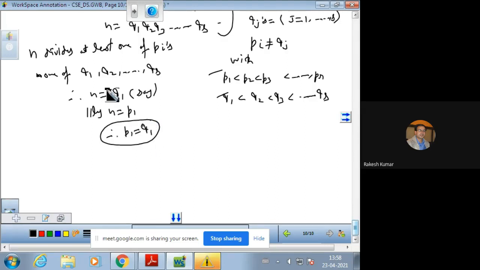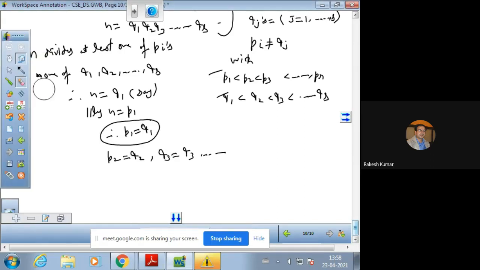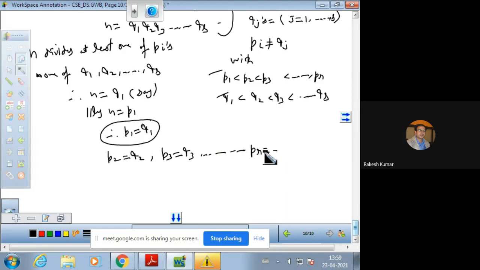And if P1 is equal to Q1, then repeating this step and this pattern we can show that P2 is equal to Q2, P3 is equal to Q3, and so on, Pr is equal to Qs.